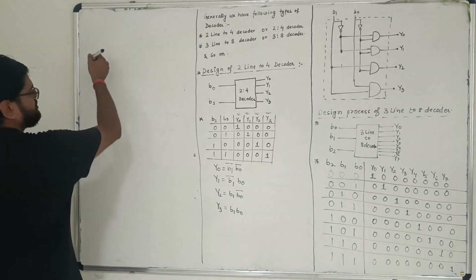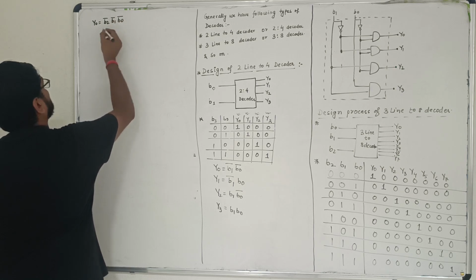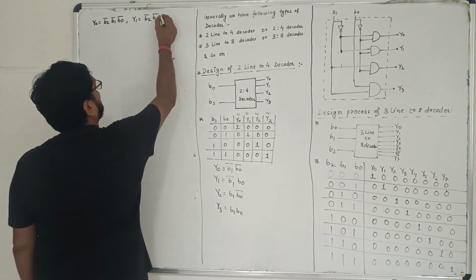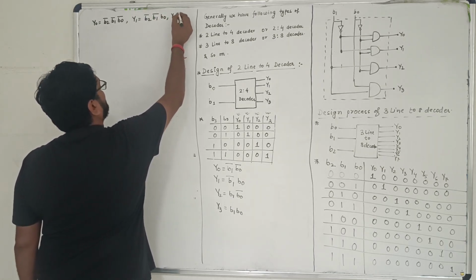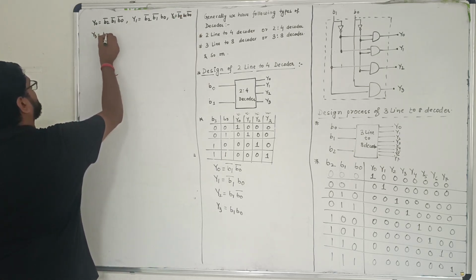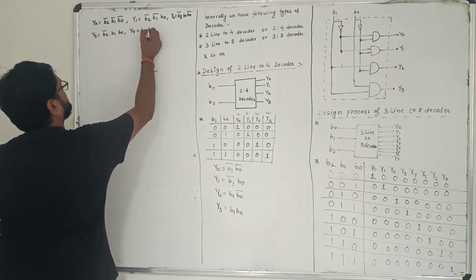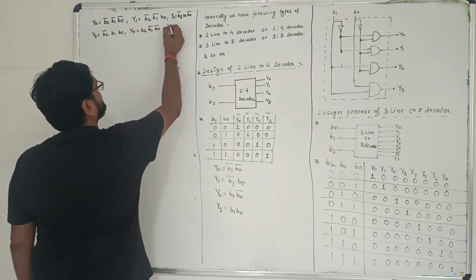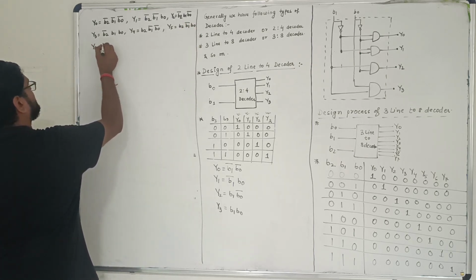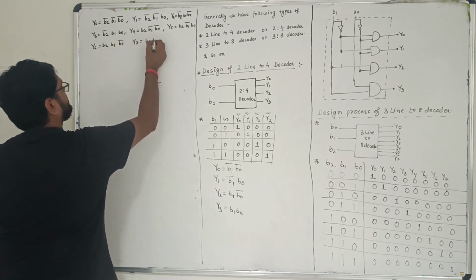y0 will be equal to b2 bar, b1 bar, b0 bar. y1 is b2 bar, b1 bar, b0. y2 is b2 bar, b1, b0 bar. y3 is b2 bar, b1, b0. y4 is b2, b1 bar, b0 bar. y5 is b2, b1 bar, b0. y6 is b2, b1, b0 bar. y7 is b2, b1, b0.